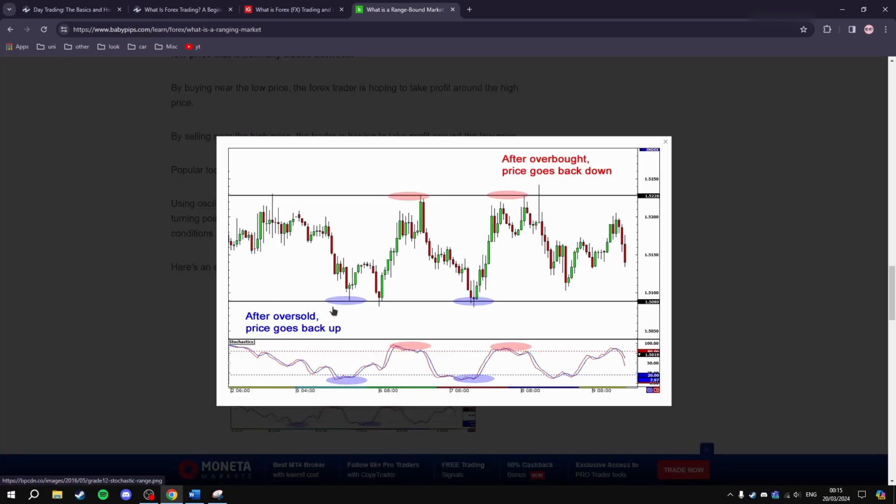So this is stochastics here. For the stochastics, we only look at the tops and the bottoms. So this lines up here. After oversold, price goes back up. After overbought, price goes back down. Boom, boom, boom.